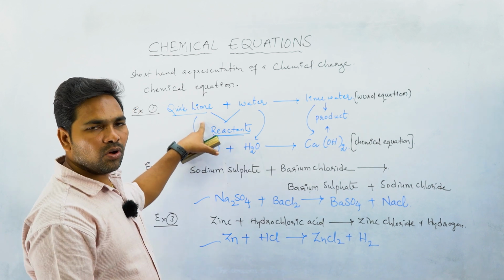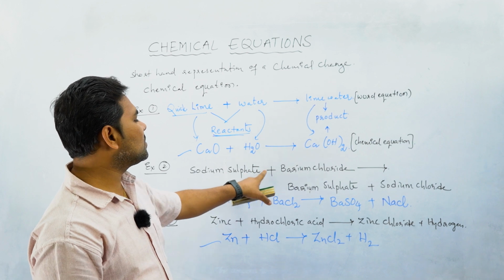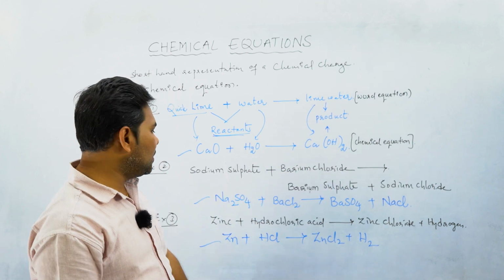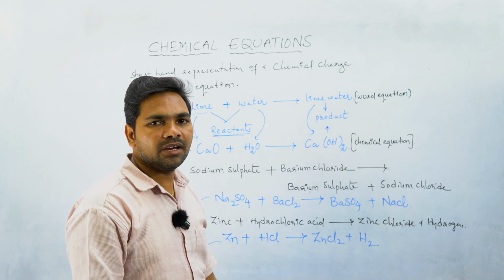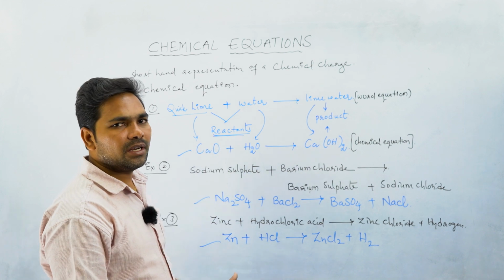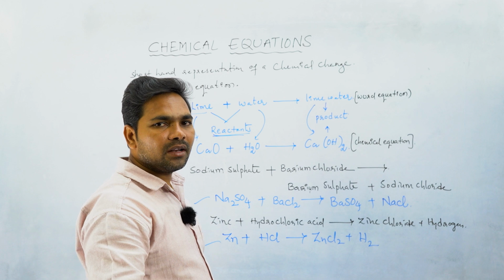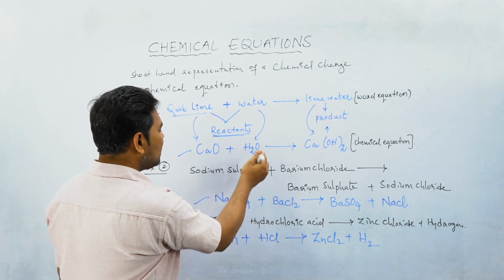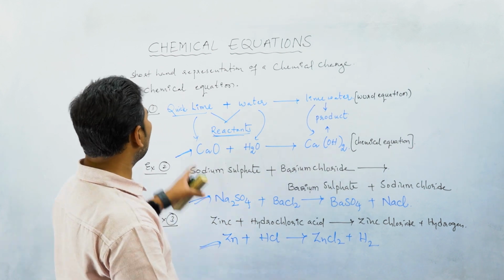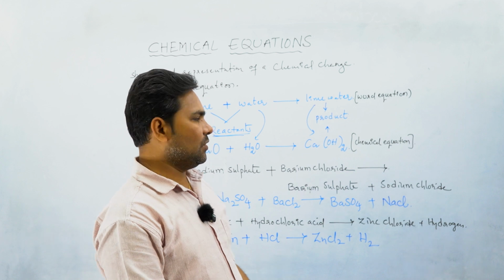First one, dissolving quicklime in water, is a chemical change. Adding a solution of sodium sulfate to the solution of barium chloride is also a chemical change. Next, adding zinc metal to hydrochloric acid is also a chemical change, right? And these chemical changes are represented in a shorthand way by using the chemical formulae of reactants and products. So what is a chemical equation? It's a shorthand representation of a chemical change. It's called a chemical equation, right?